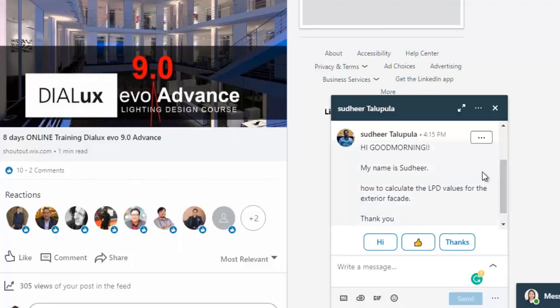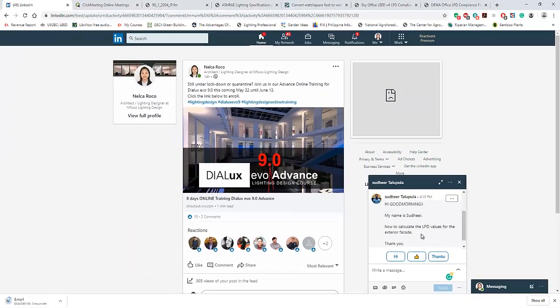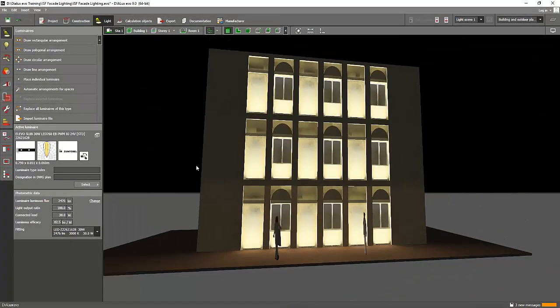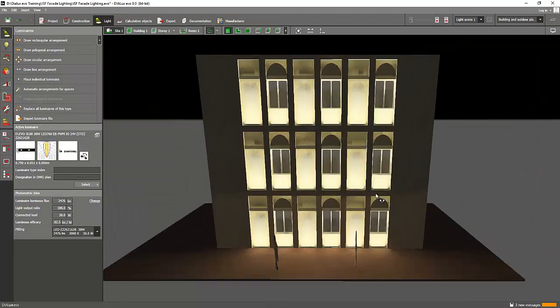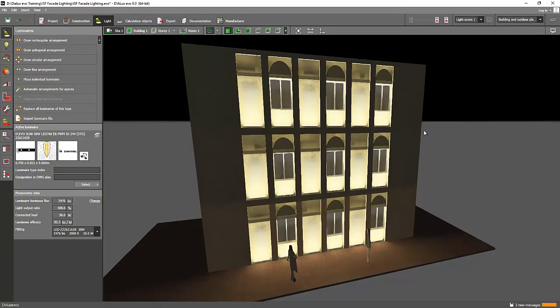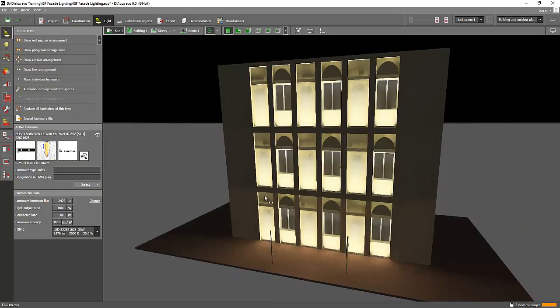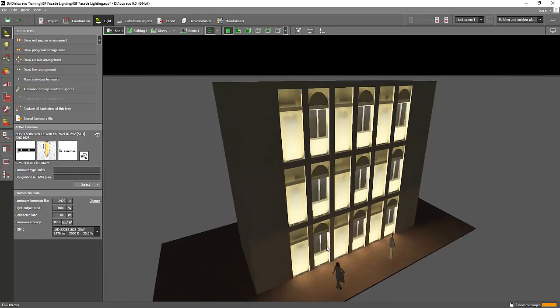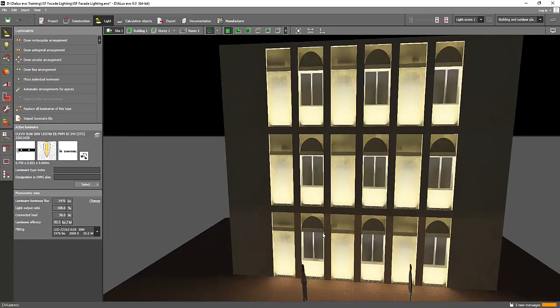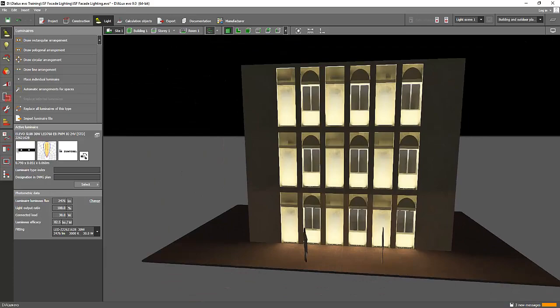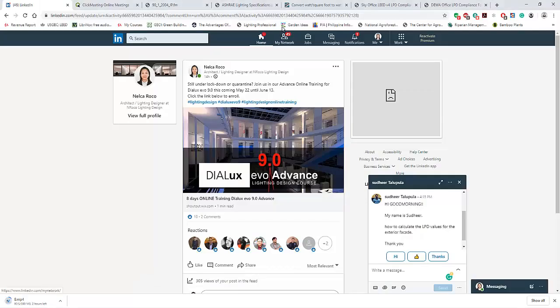Okay, so Sudhir, it's very easy. If it's a facade, it's very easy to calculate the LPD. I open now one of my example facades here. It's a very simple facade. Actually, you can multiply this design into big areas, but I just use a small portion of the facade. So to do that, let's go and check the requirements first.